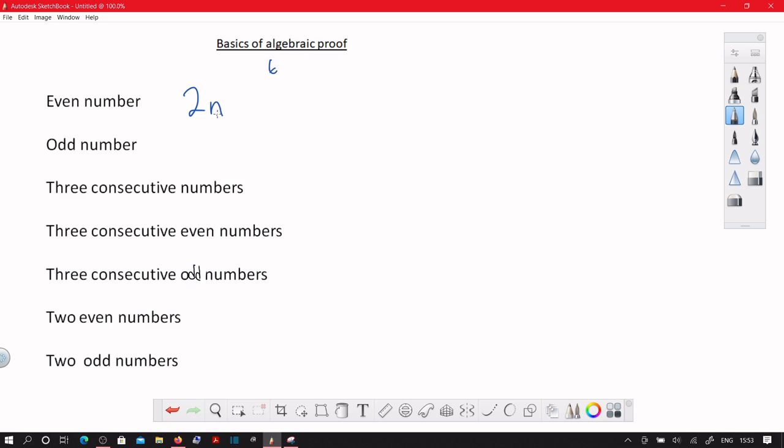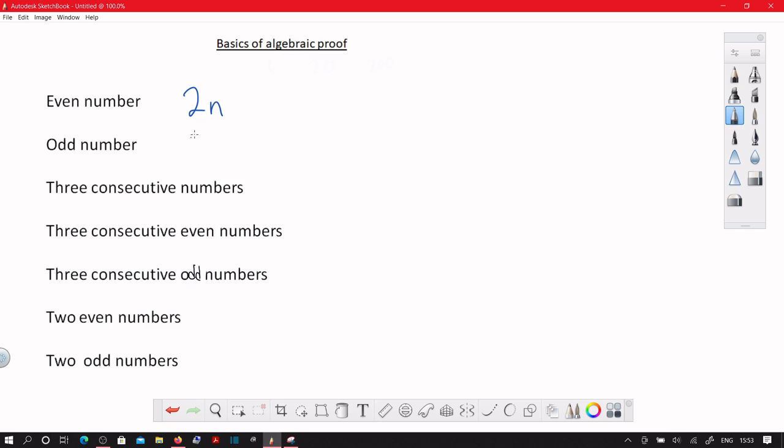Let's say n happens to be 10. 2 times 10 is 20. That's an even number. If n is 100, 2 times 100, 200. It's an even number. So anything that is a multiple of 2 is an even number. So all even numbers can be represented as 2n, where n takes any whole numbers.